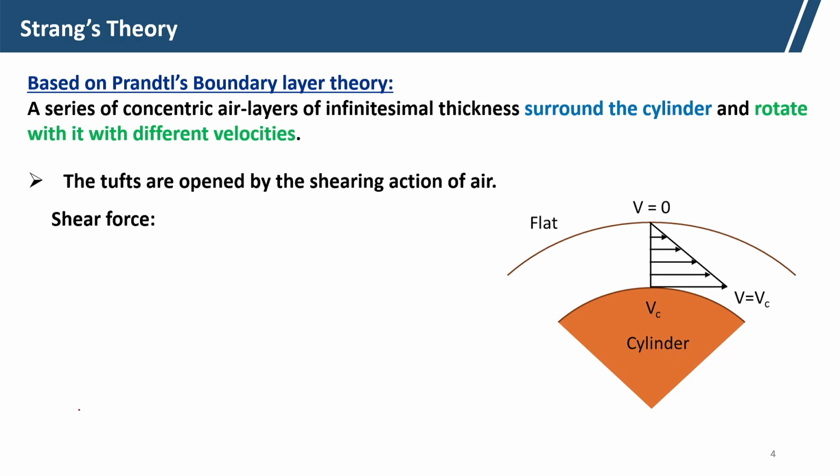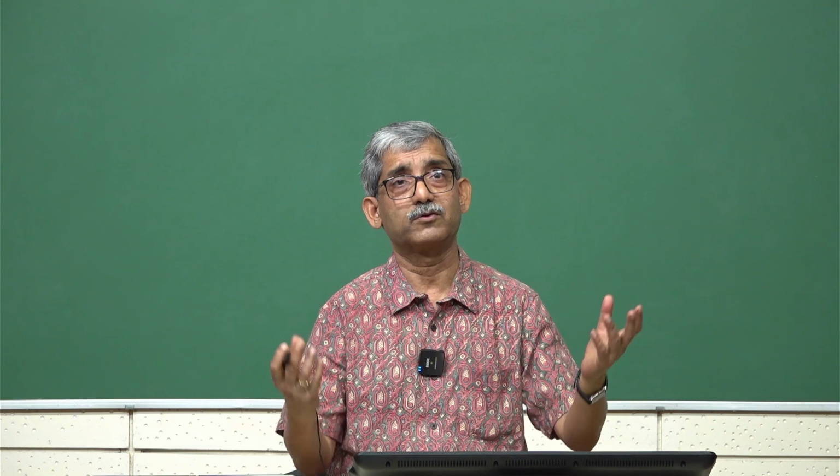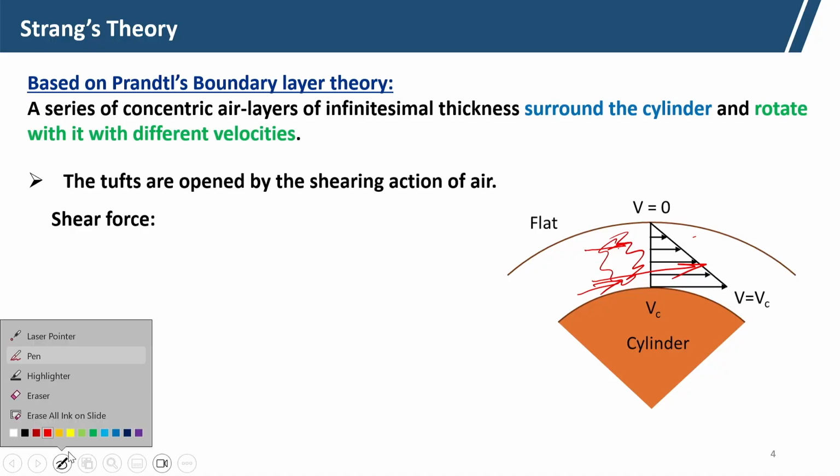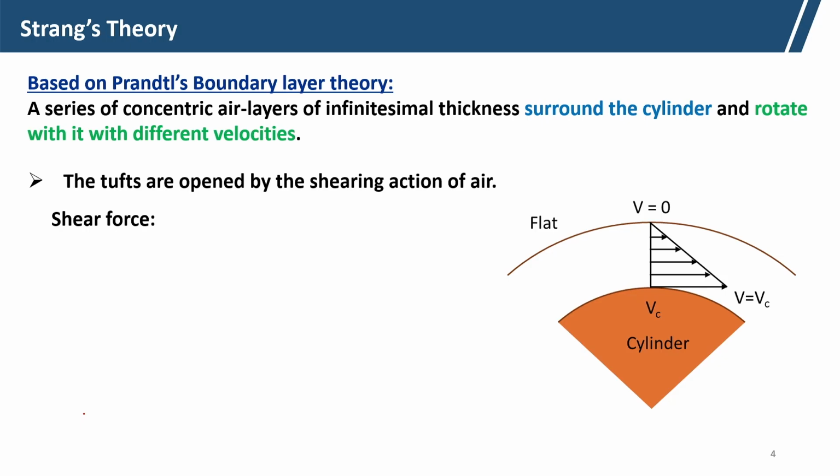Because, suppose there is a tuft here. At this portion close to the cylinder, the air velocity is very high, and here the air velocity is very low. Suppose it is 0 at this point. So, there will be a shearing action acting on the fiber surface, the fiber tuft. That helps in opening, in addition to the wire points.